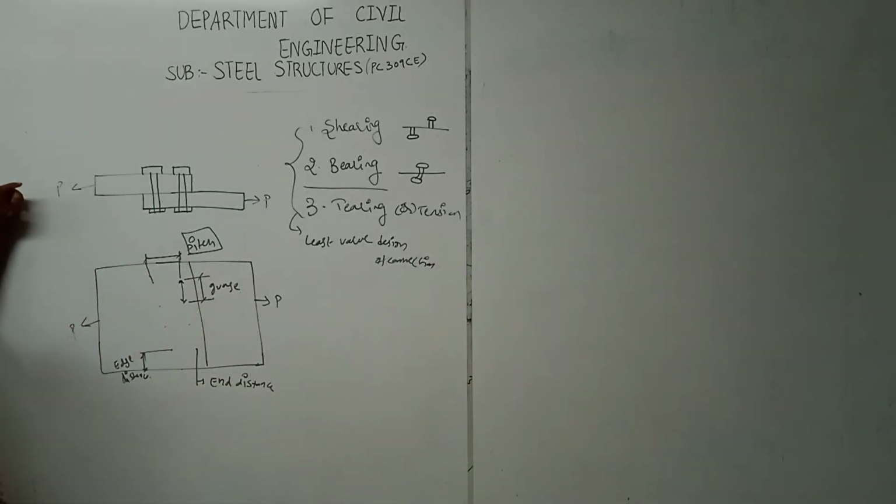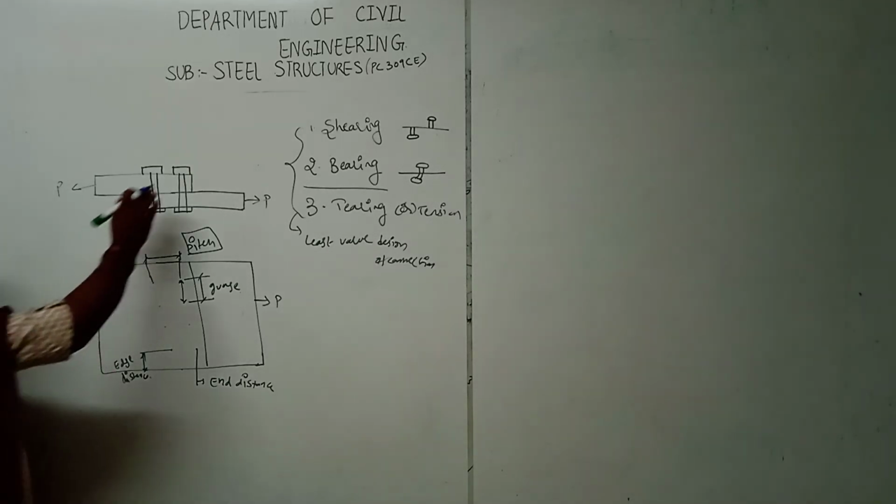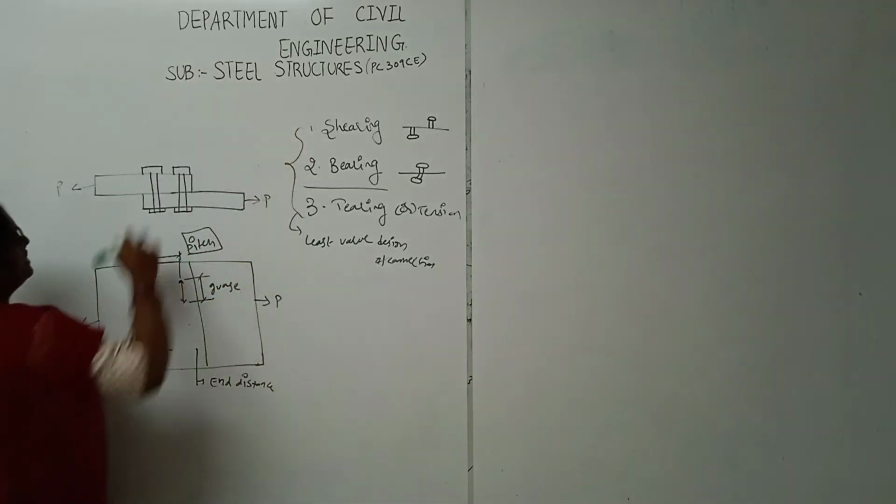So kindly prepare the notes. We will solve the numericals from the next lecture. Before solving the problems, I will give all the formulas related to this and the page numbers which are available in the code book. So I request kindly follow the code book while watching the steel structures notes.